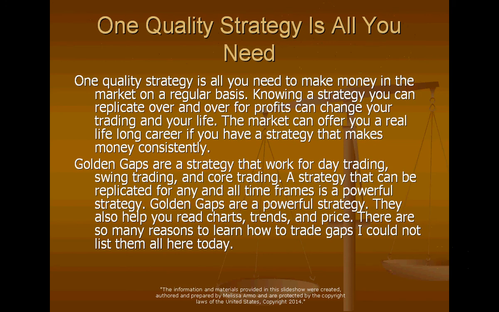And gold and gas, which is the system I trade, are a strategy that works for day trading, swing trading, core trading. ARO is one of those. JCP is one of those. These are overnight trades. They're gaps, but they're also overnights. A strategy that can be replicated for any and all time frames is very powerful because there aren't many strategies you can do that with.